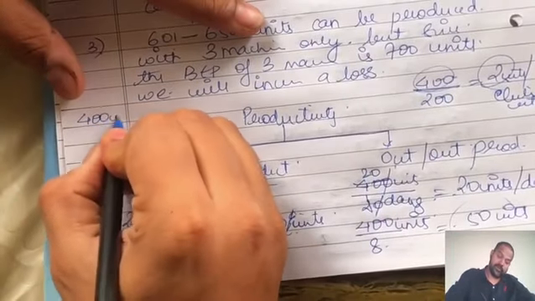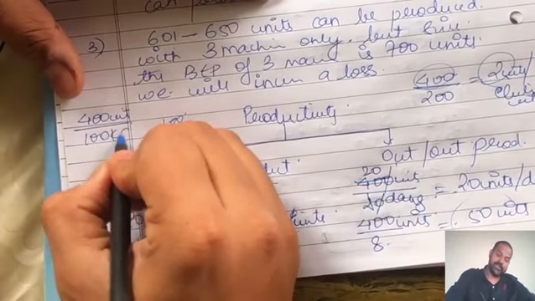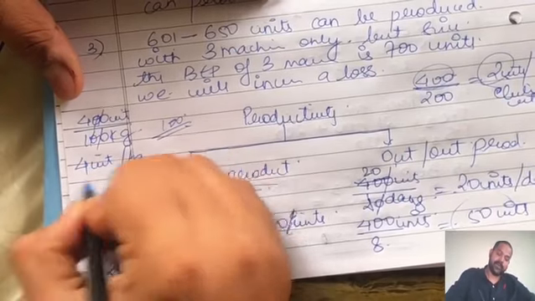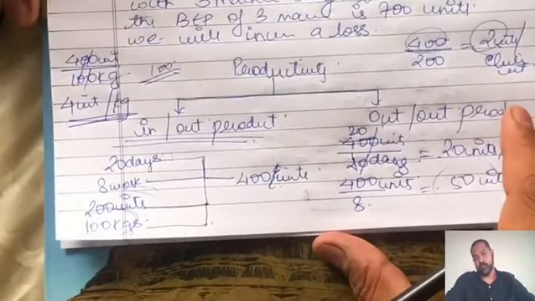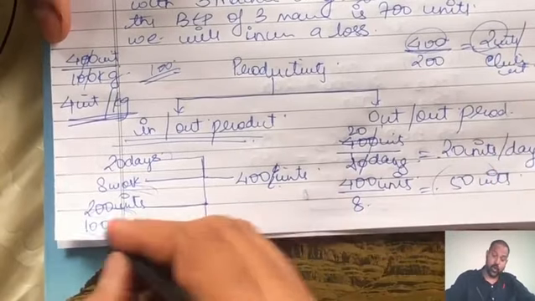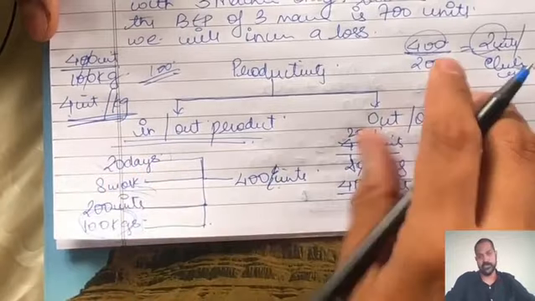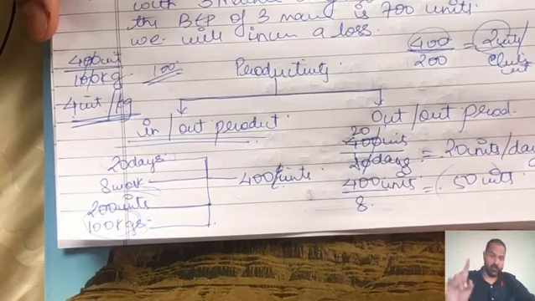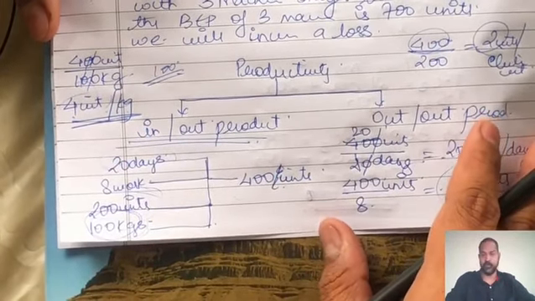So it is 400 units divided by 100 kg, it is 4 units per kg. Every 1 kg of raw material gives me an output of 4 units. So if you ask me the raw material productivity, it is 4 units per kg. If you want 100 units, you need to give me 25 kgs, because 1 kg gives me 4 units. 25 into 4 will be 100 units.